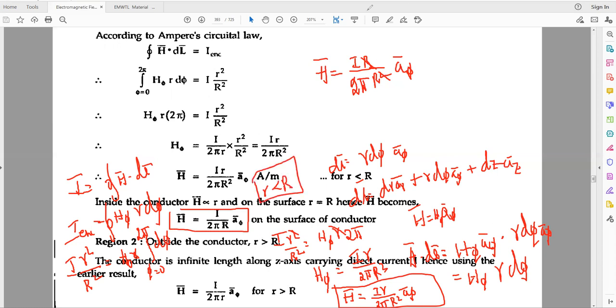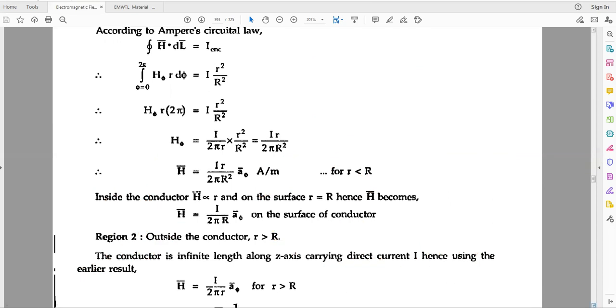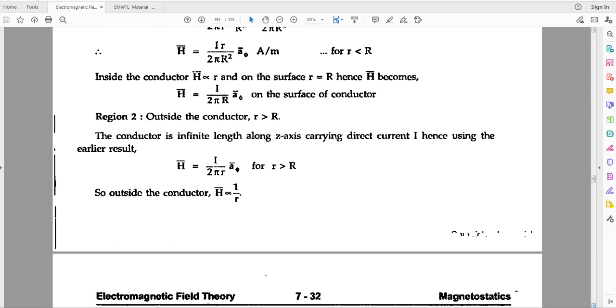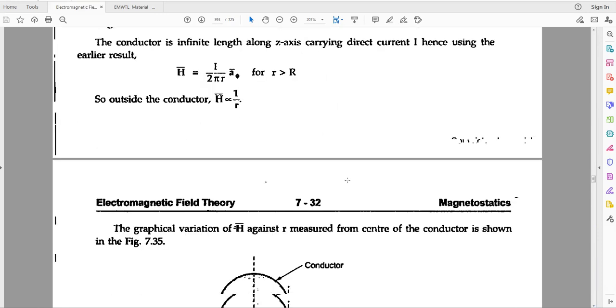Okay. Now outside the conductor, we can consider there is a small r. Now we assume the capital R is inside a small r with the radius of r, and now outside we can consider H bar is equal to I by 2 pi r into A phi bar for r greater than R, the conductor being of infinite length along the Z axis, carrying current. That is, H bar is proportional to 1 by r. See here, H bar is proportional to 1 by r.